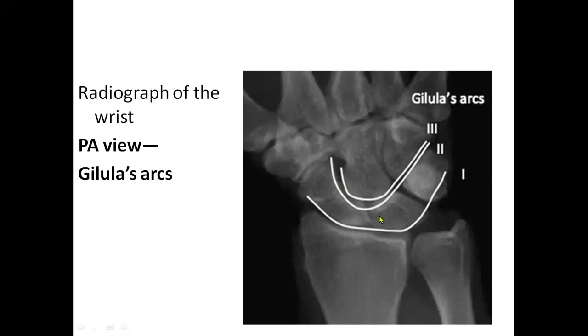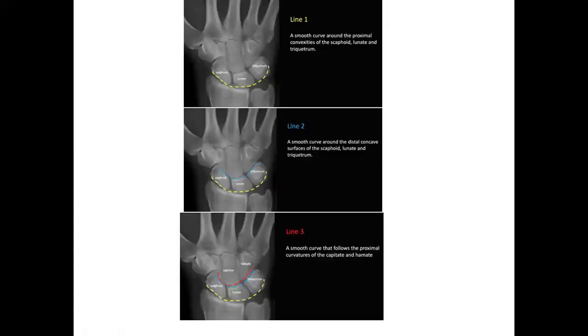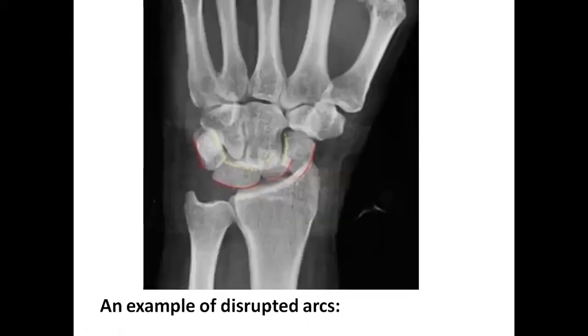So these lines should be checked. If there is any disruption, that will mean something is wrong here. Look at this picture. This is another X-ray, which is a disrupted one, an example of the disrupted arcs. If we draw a line here, again this line will not meet this red one. So it means this is a disruption.